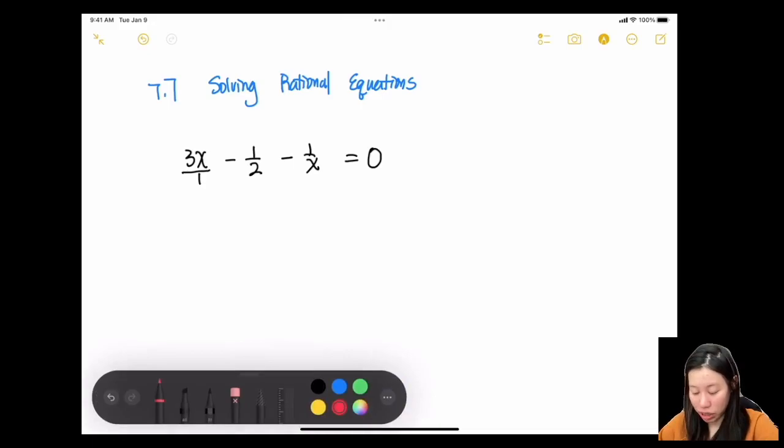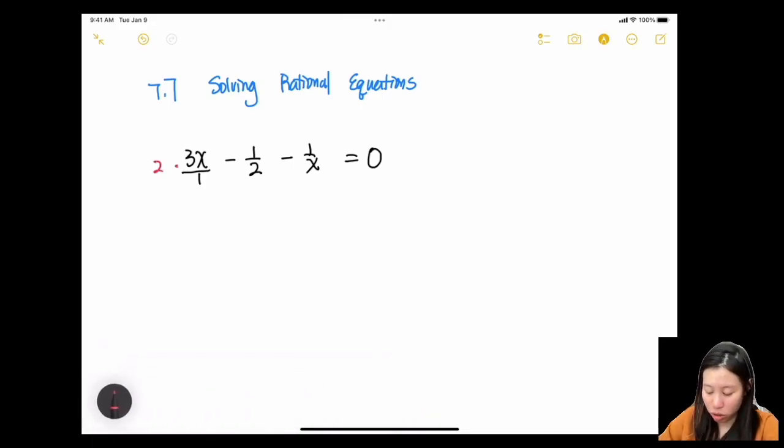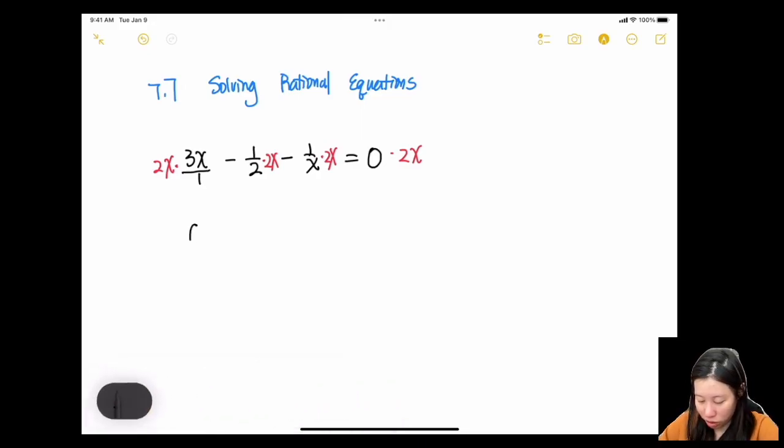So we know that the least common denominator is 2x. So we multiply 2x with every term, on the left and the right, both sides. And then we can get rid of the denominator. That's the trick that we learned when we simplify complex rational functions. Okay, so for the first one, we have 6x squared. For the second one, we cross cancel the 2 with x, and cross cancel the 2 with 2. 0 times everything gives 0.